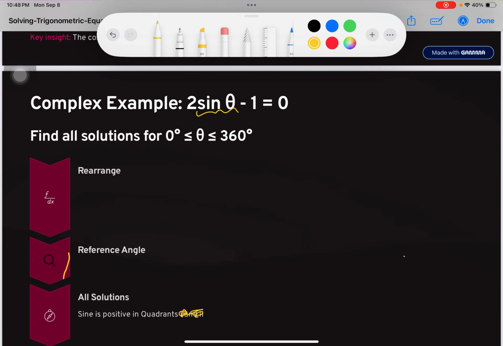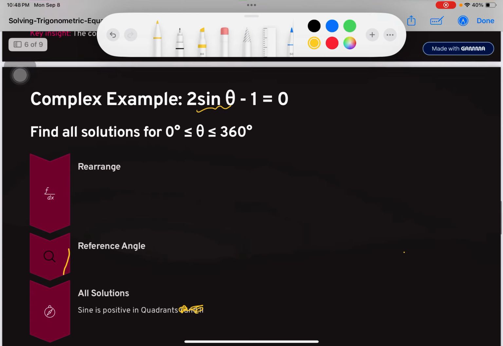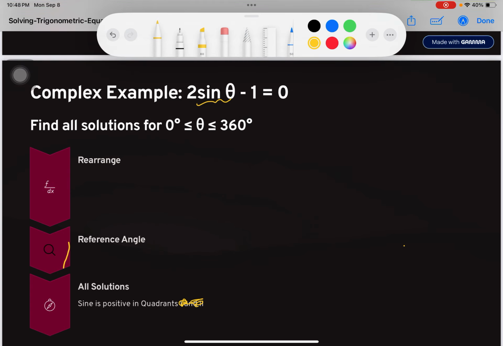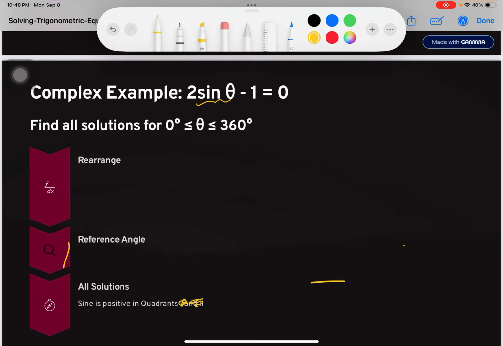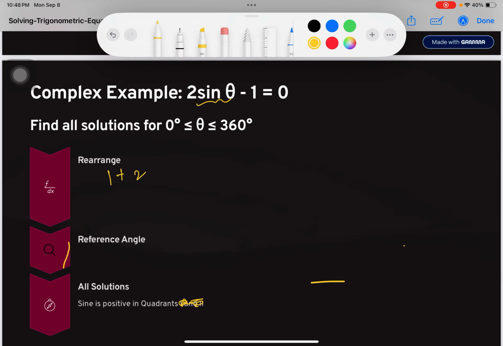How do you do this? So you want to get rid of this -1 and this 2. Sounds pretty hard to do that? Not really. You basically do simple rearranging. You would do it in grade 10 or grade 9. So 2 sine theta minus 1 equals 0, so you add 1 to both sides. This cancels out. You end up with 2 sine theta equals 1.